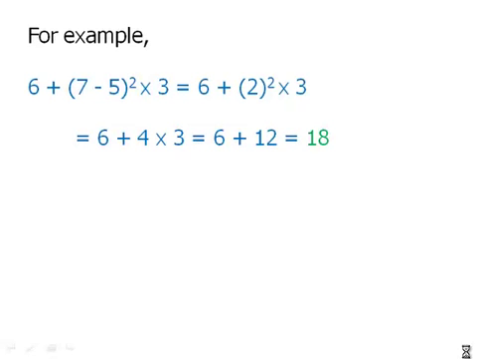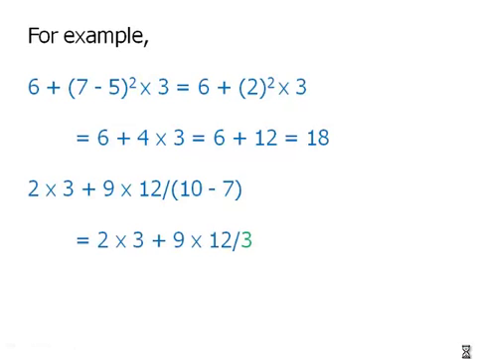Another example. Here we have something that presumably was grouped under a long fraction bar, and it's written correctly. So first we have to do what's in the parentheses. 10 minus 7 is 3. Then I'm going to do some multiplication and division at the same time. I'm going to multiply the 2 by 3. I'm also going to divide the 12 by 3. The final multiplication is the 9 times 4, and then add 6, and that's the answer.